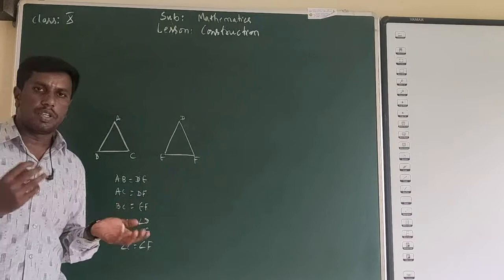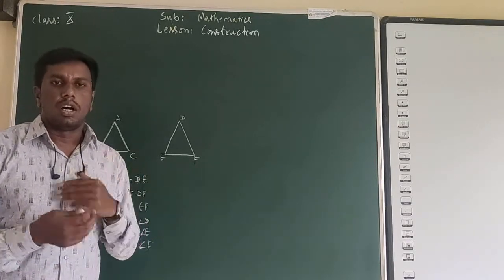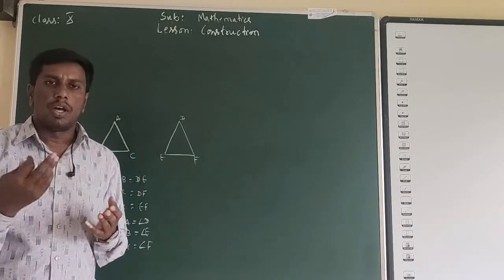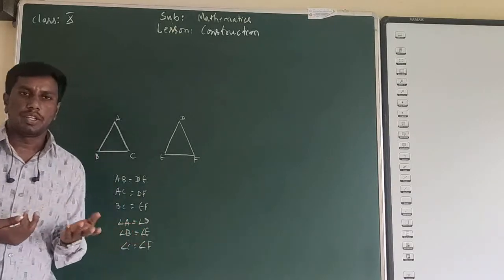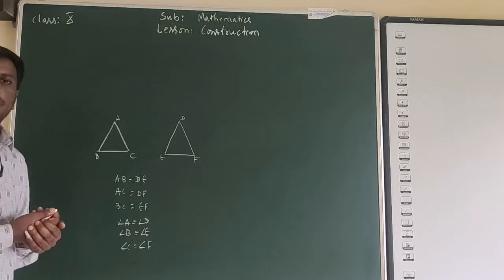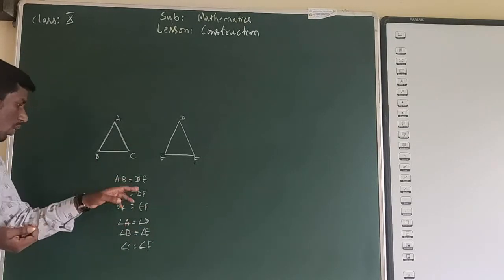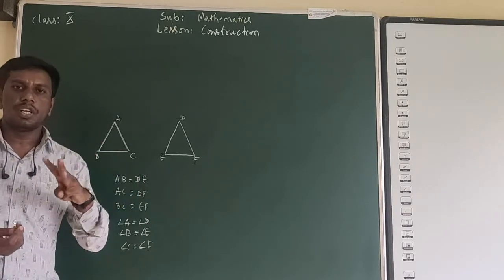After that we came to know the SSS rule, SAS rule, right? Then the RHS rule, the AAS rule, the ASA rule. These things we have learned. After learning those rules, we came to know that not all these 6 conditions are needed. We need only 3 conditions, the SSS rule.